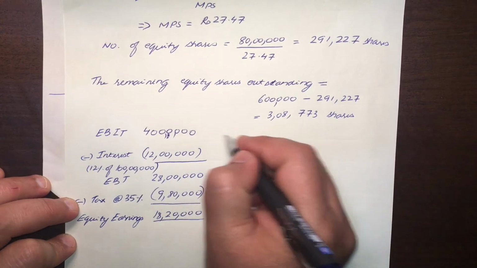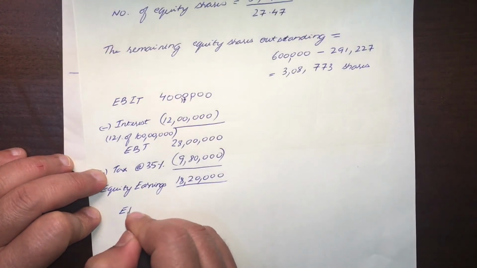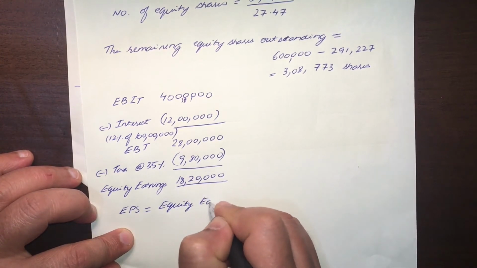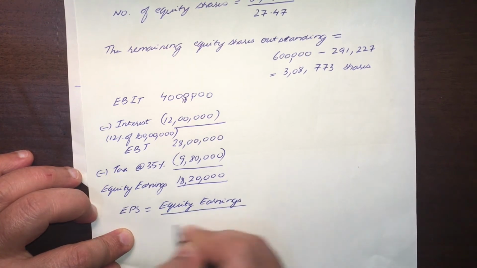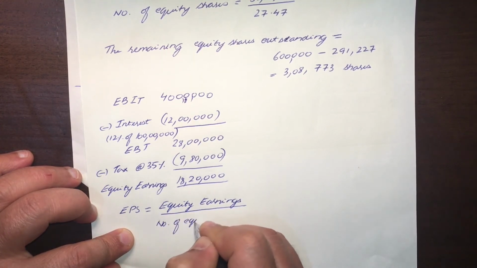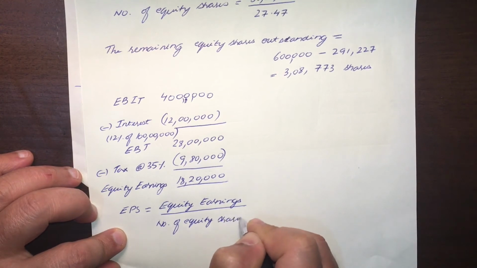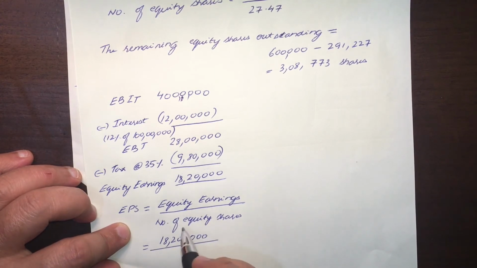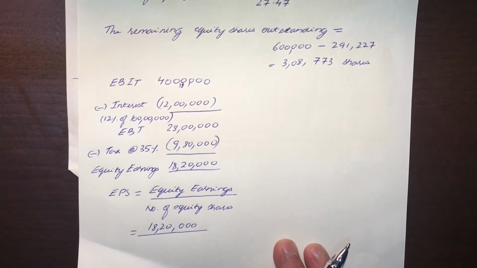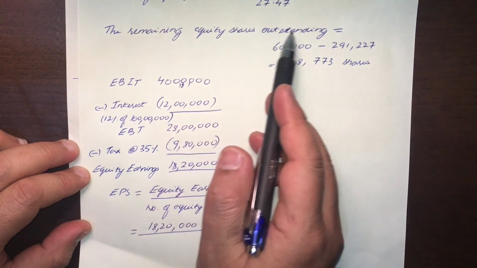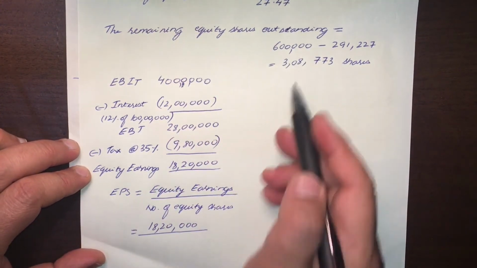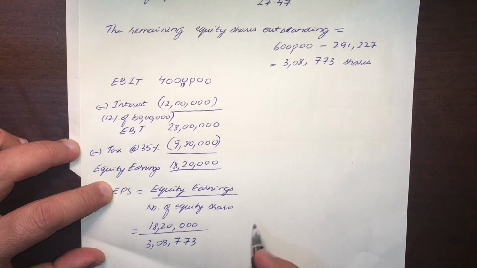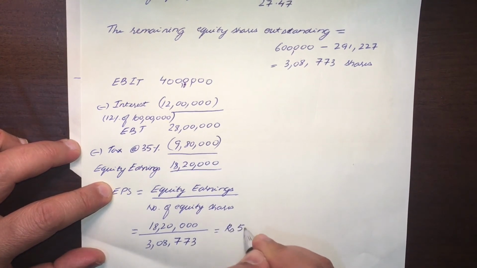So find out your EPS now. So EPS is equal to equity earnings divided by the number of equity shares. So what is equity earnings? 18 lakhs 20,000 divided by the number of equity shares. Now what is the number of equity shares? The remaining equity shares outstanding is no longer 6 lakhs, it's only 3 lakhs 8,773, which equals rupees 5.89.